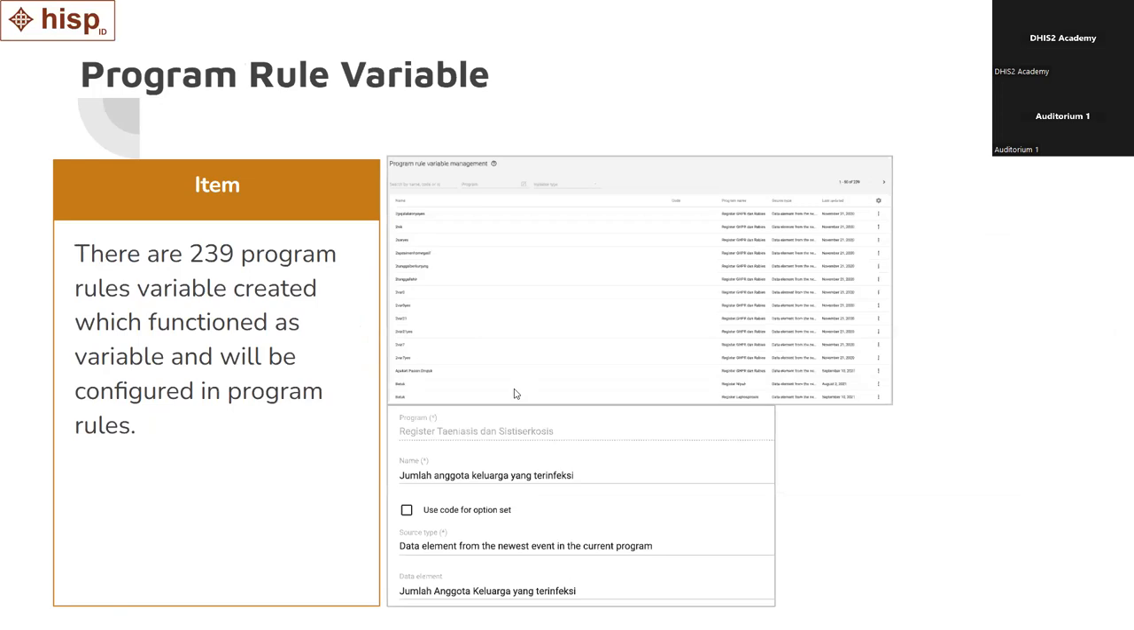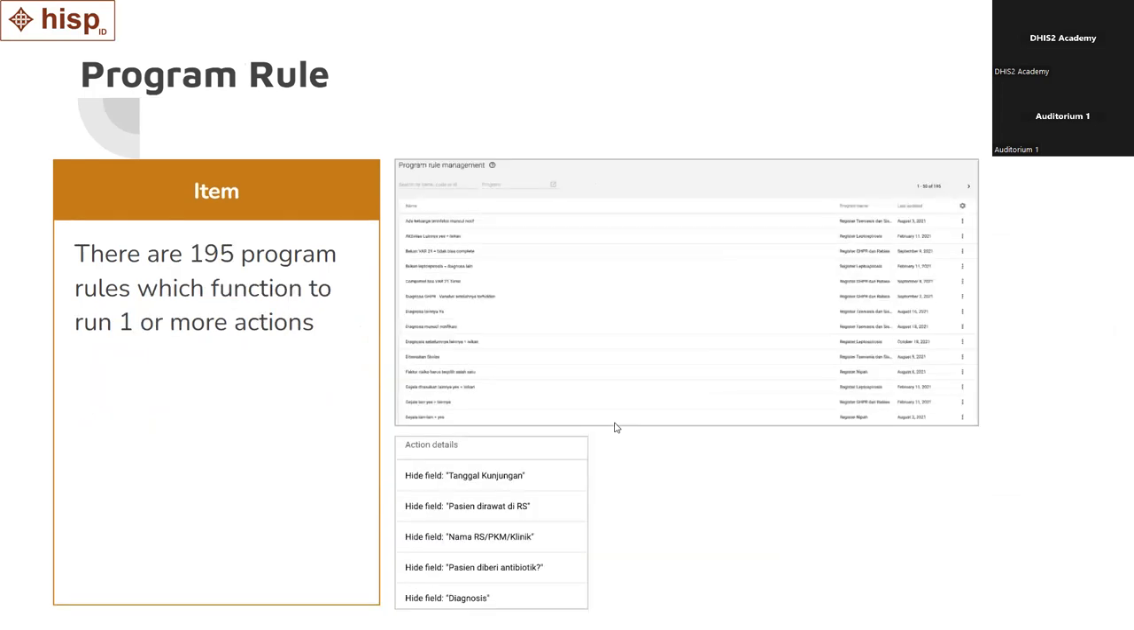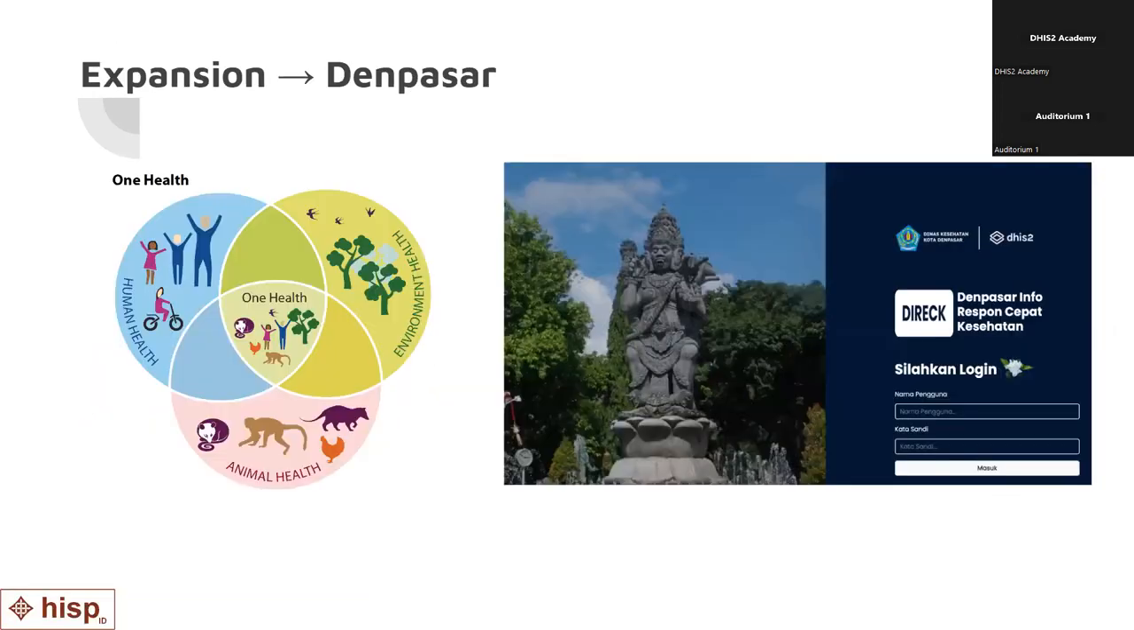You can imagine this is very big, implemented in Indonesia, but it's very difficult to have a good one for the public health program rules, and we escalate for Denpasar. Denpasar is a city in Bali, the big city, the capital city of Bali province. We implement Denpasar Info Responsible, the surveillance information system, to be active, and it is very, very good for the implementation right now, especially for One Health.